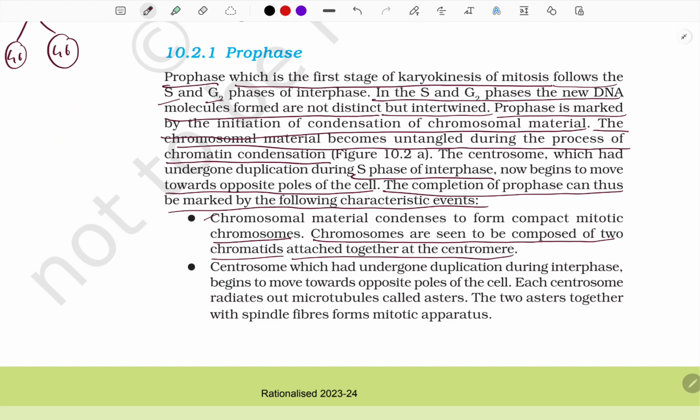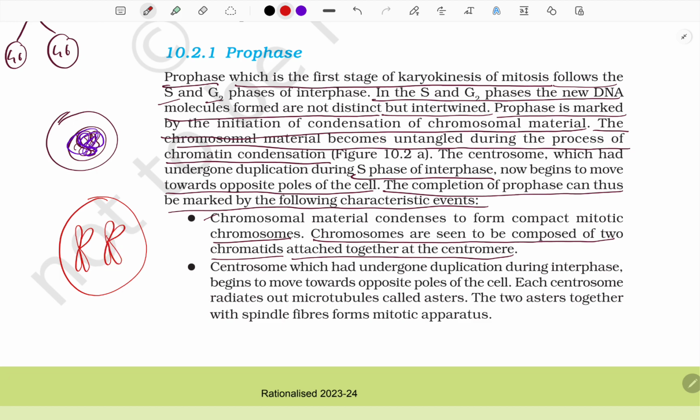Initially the cell will have the nucleus. Inside the nucleus you will have the chromatin material like this. We'll see with another color. Now what happens in the prophase? Inside the nucleus, the chromosomes are being formed with 2 chromatids, attached at the centromere.